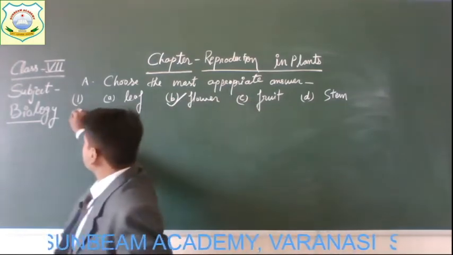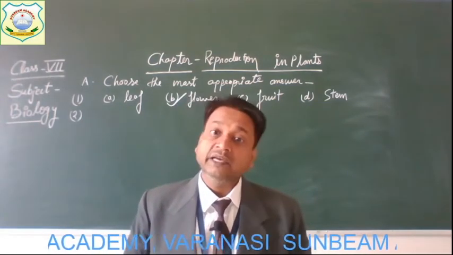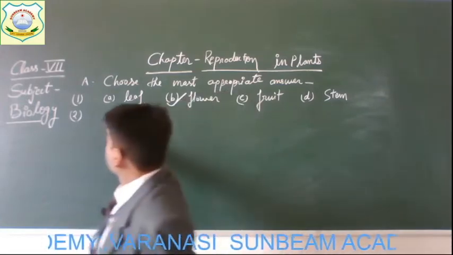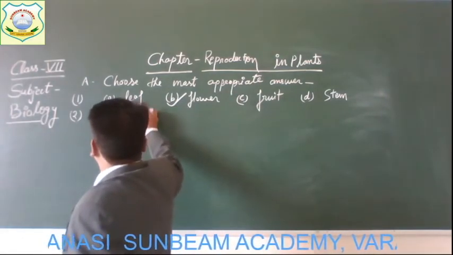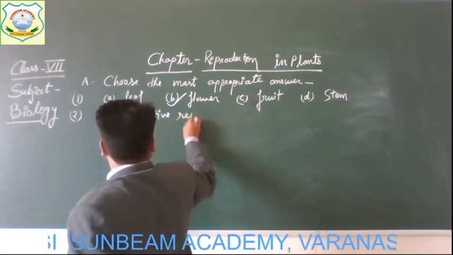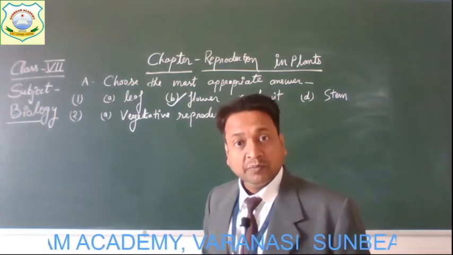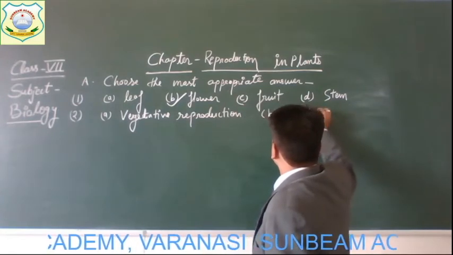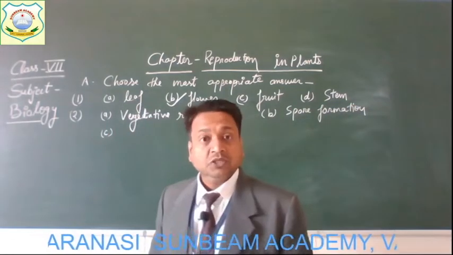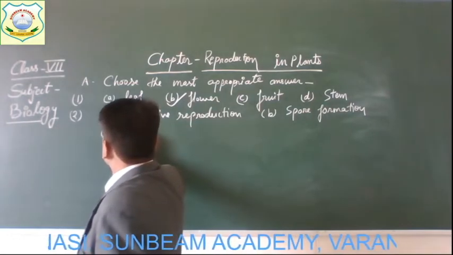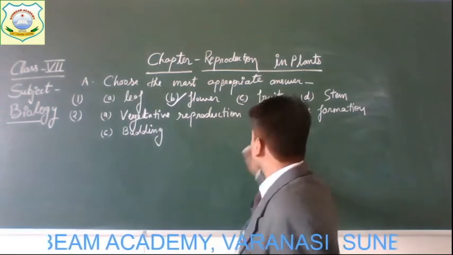Now come to question number 2. The question is, which of the following methods of reproduction is sexual? The options: A is vegetative reproduction. Option B, spore formation. Option C, budding. And option D is none of these.